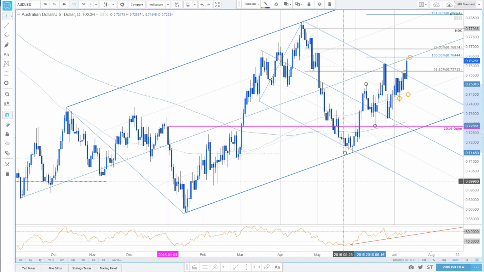So I am looking for some near-term resistance again here for the Aussie. Would I be looking to take the short side scalp? Not necessarily. There are some things here that I'm looking at that could suggest we could get some kickback, but at the end of the day, I'd rather be looking for those pullbacks to get on the long side.